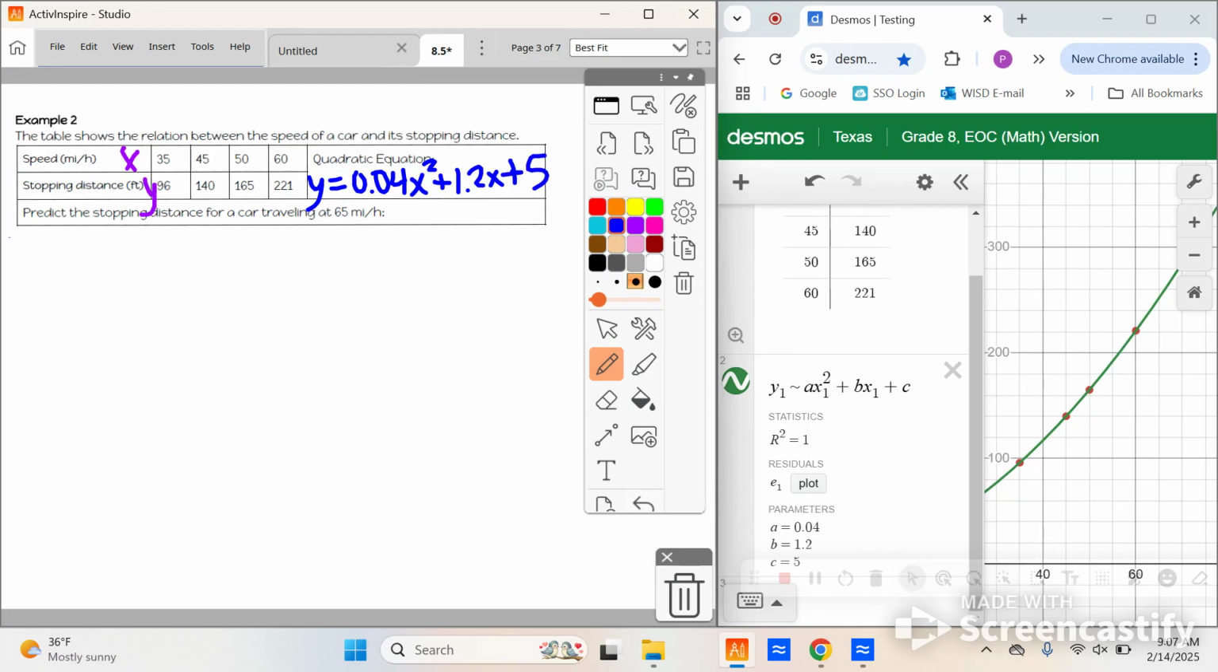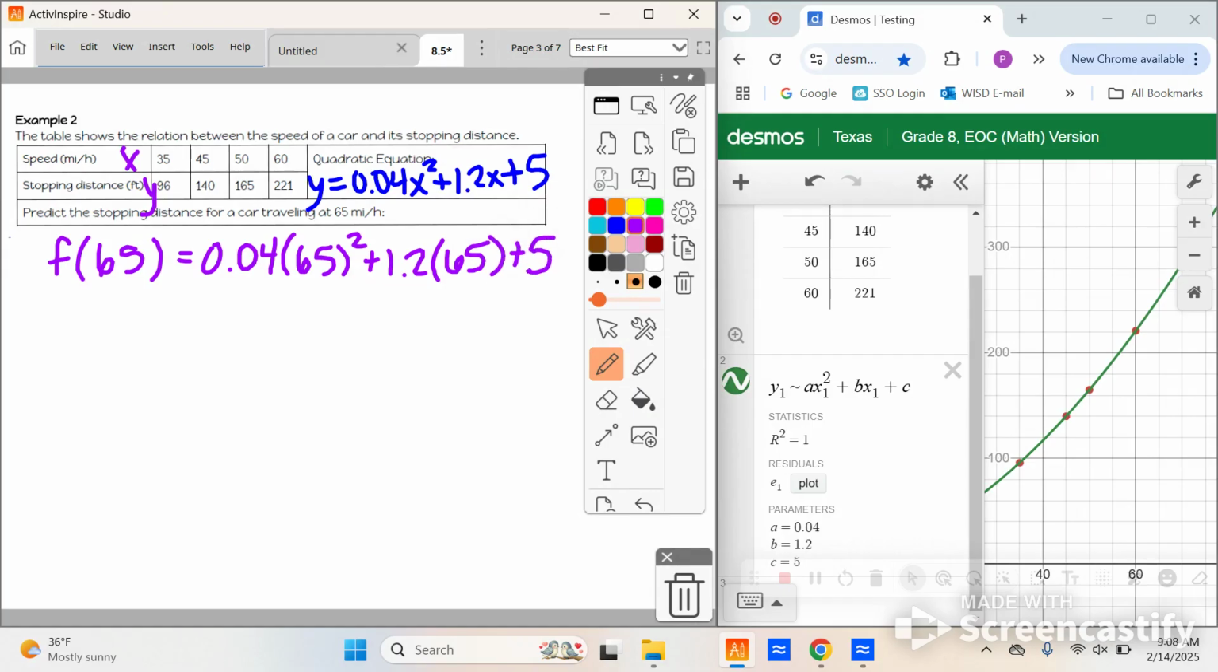Now it says predict the stopping distance for a car traveling at 65 miles per hour. So 65 miles per hour is going to represent your x value. So we are going to write out our equation, but instead of writing x, think about it like a function. F of 65 equals, we're inserting 65 for x. So 0.04 times 65 squared, plus 1.2 times 65, plus 5.